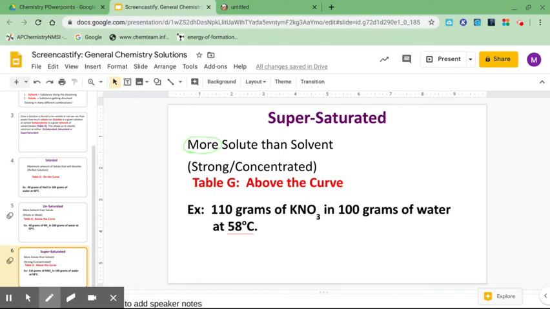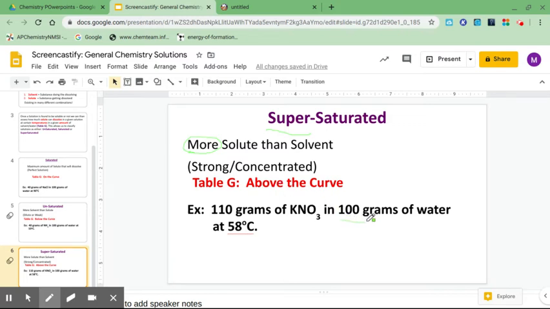So going back to the iced tea example, if it was 4 scoops in a gallon of water, but I like my iced tea super, super sweet, I'm going to add a lot more powder or sugar to make it super strong. And we call that a concentrated solution. Now, because it is a supersaturated solution, we need to go above the curve on table G. So whatever I look up, I'm going to be above. But let's check it out.